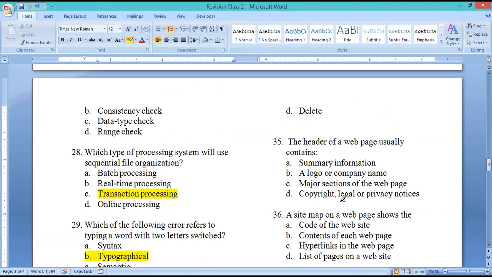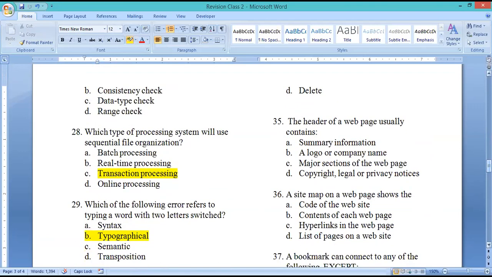The header of a web page usually contains. Come on guys, a web page is like a single page on a website. You go on a website to buy something. You go on Amazon. What do you normally find in the header? What is always at the top? Is B a logo or company name? Yes. I'm not taking too long, man.